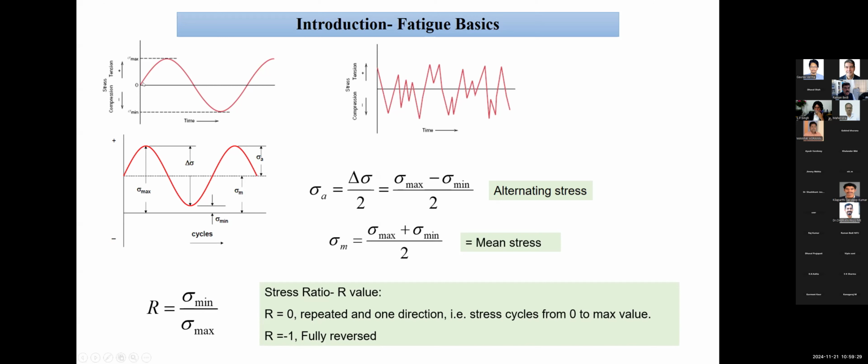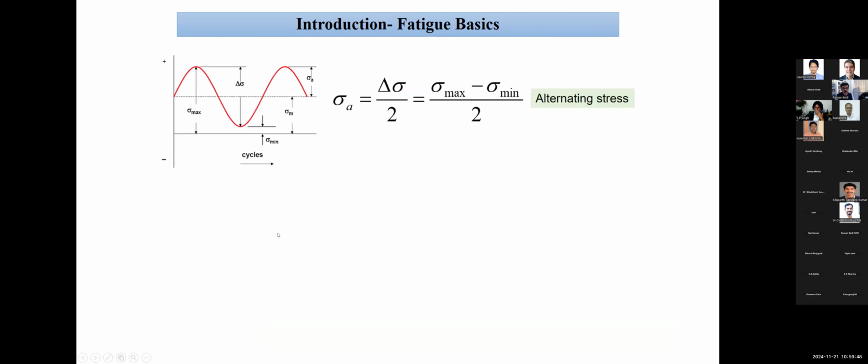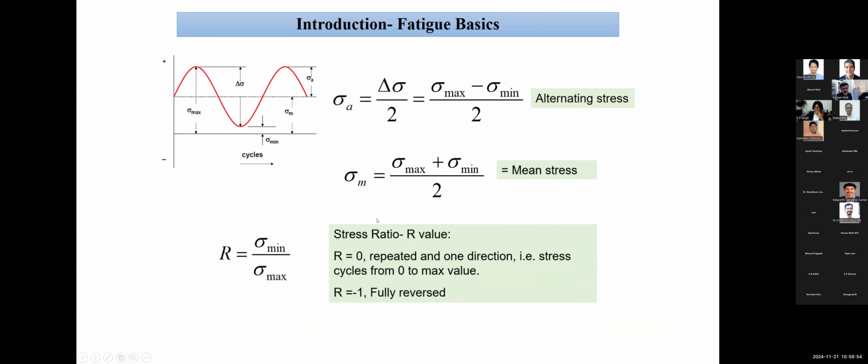Fully reversed is just here. If you look at the top figure, this is the 0. The maximum is in tension, plus 100, and the minimum is minus 100. So the ratio R happens to be -1: minimum is -100 upon 100. So you have R as -1. There are other values which are possible. This is the definition of what we call alternating stress. Mean stress is already defined. This is a repetition, sorry.